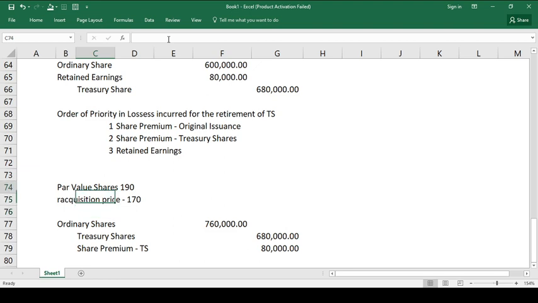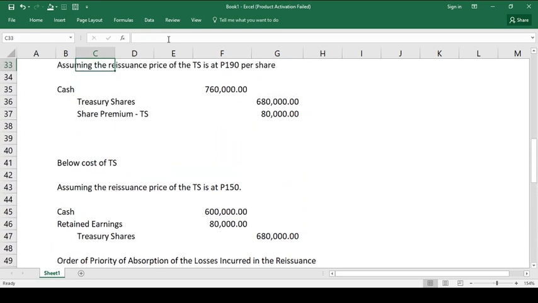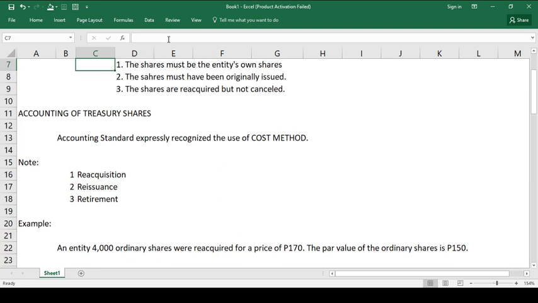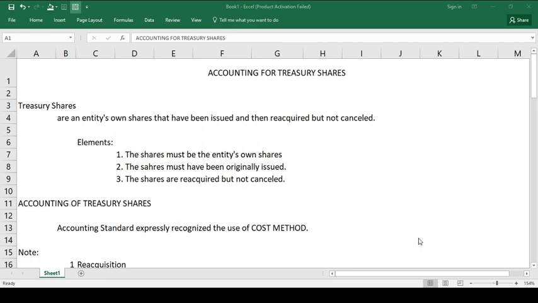So those are the most common scenarios in affecting the treasury share account. Okay, so again, treasury shares are entities' own shares that have been issued and then reacquired but not cancelled, and as accounting standards expressly provides, that cost method of accounting shall be used on the reacquisition, retirement, and reissuance of treasury shares. So that ends my discussion for today on the accounting for treasury shares.